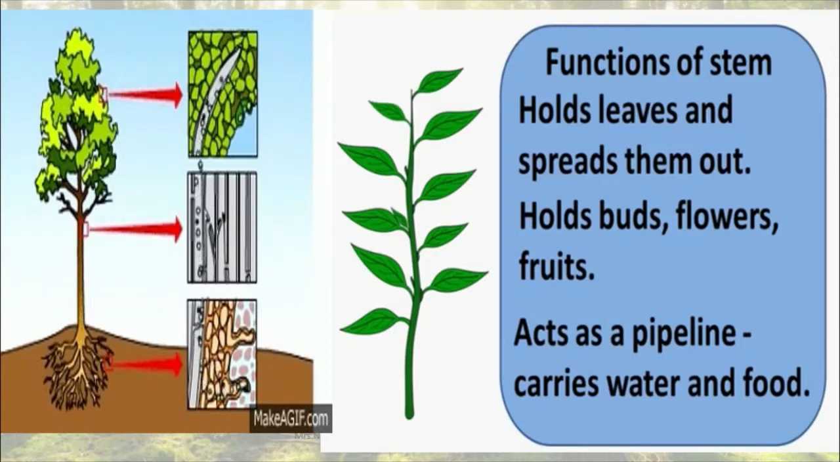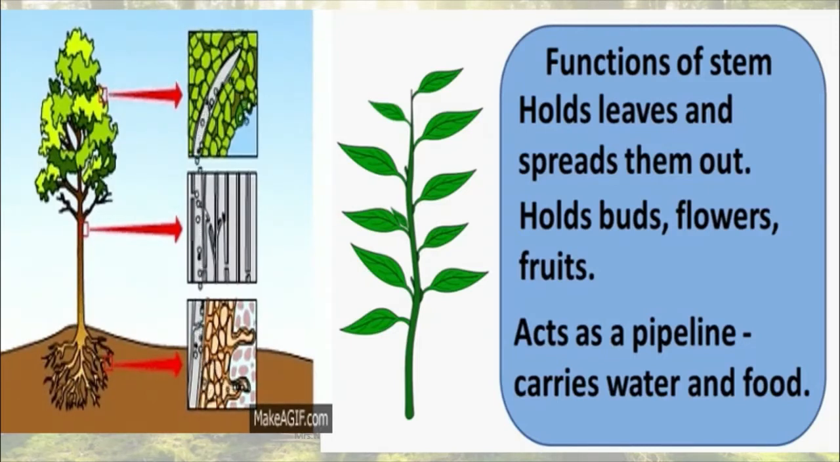And they hold bulbs, buds, flowers, and fruits, and they act as a pipeline which carries water and food through xylem and phloem. Okay, so these are a few basic functions of the stem that we all need to understand, and understand that the stem is an essential part of the plant. Okay, because it has so many important functions.